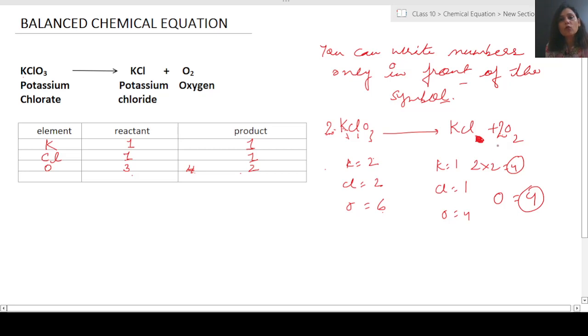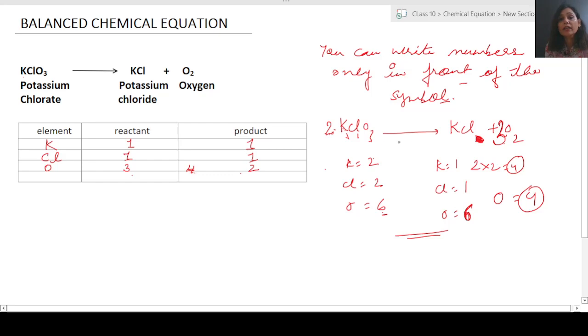Right. So now what can we do? We can change the number. Now see, it is 6 here, and this oxygen is alone, so you can simply put 3 here. Okay, 3 2s are 6, 3 2s are 6. So here oxygen will become 6. So now oxygen will be balanced by putting 3 here.